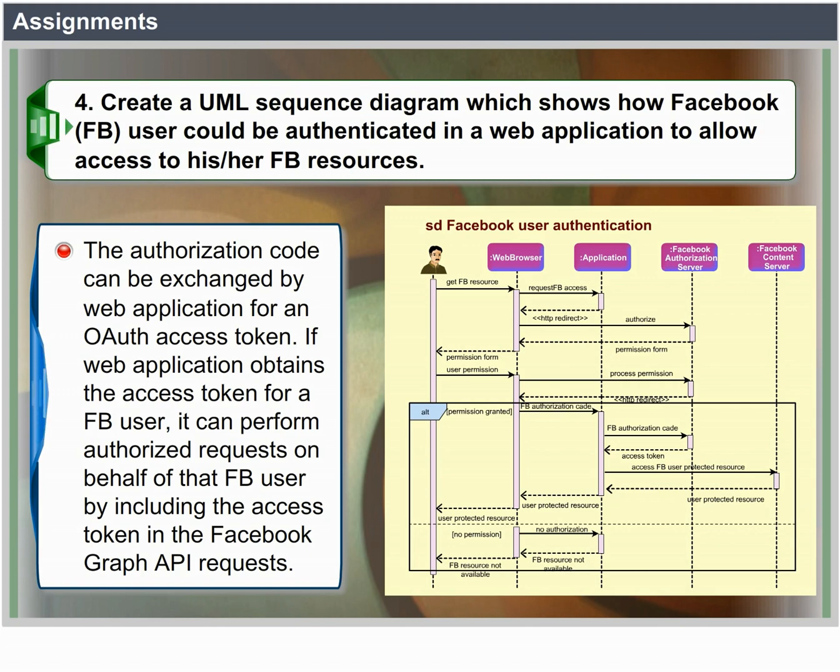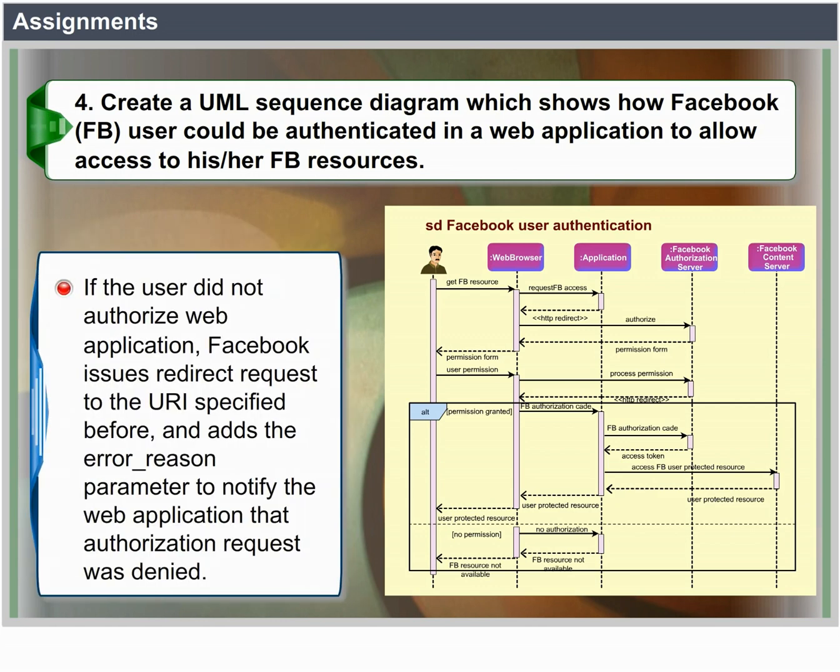If the web application obtains the access token for a FB user, it can perform authorized requests on behalf of that FB user by including the access token in the Facebook Graph API request. If the user did not authorize the web application, Facebook issues a redirect request to the URI specified before and adds the error reason parameter to notify the web application that the authorization request was denied.